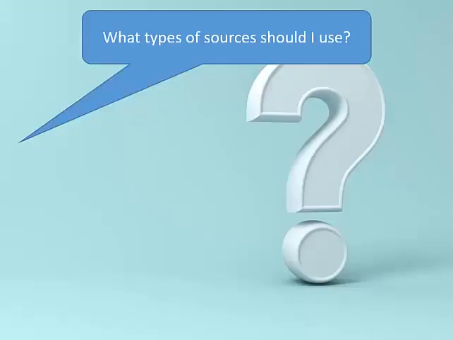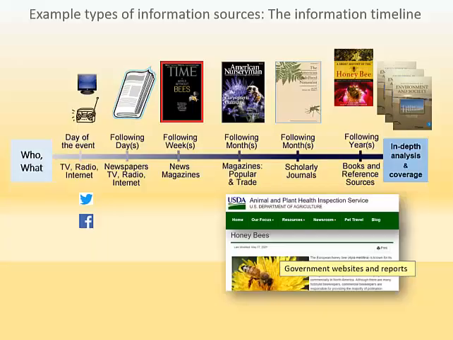What types of sources should I use? Example types of information sources on the information timeline. Thinking about how information is generated is a good way to reflect on the many types of information sources we may encounter when doing research. When a newsworthy event happens, we may hear about it on social media, TV, or radio. Later, there will be articles in newspapers and magazines, and perhaps in professional and scholarly journals. Much later, there may be books on the topic, and it may be included in subject encyclopedias. At any point, we may find information on the free internet in the form of websites, videos, or other types of sources.